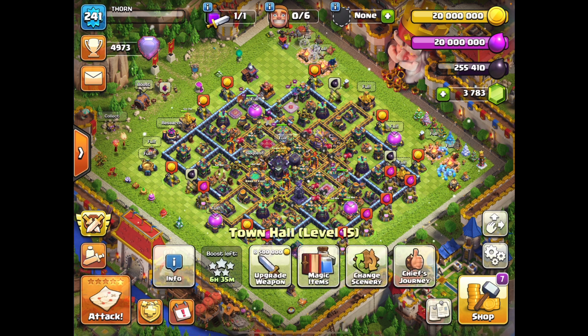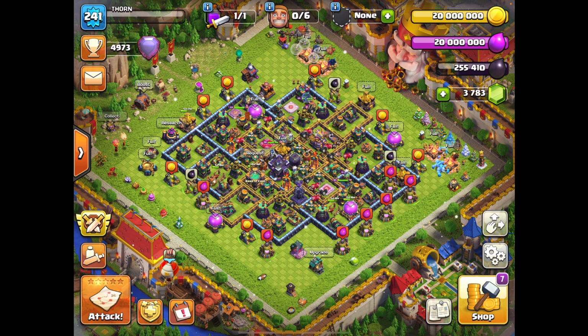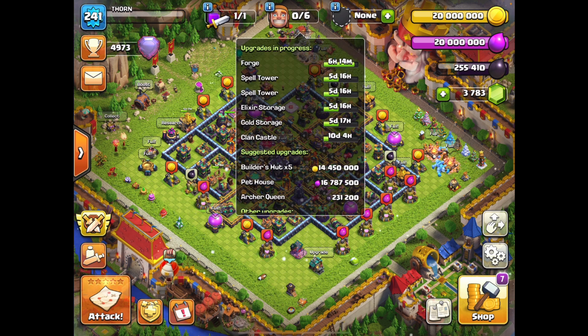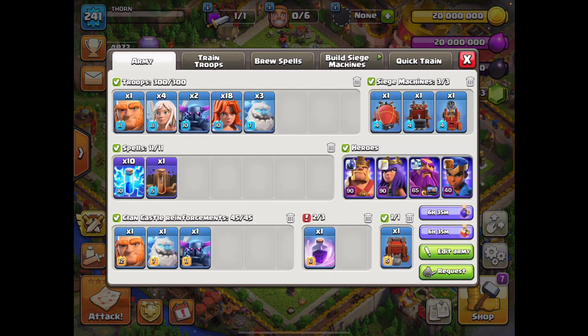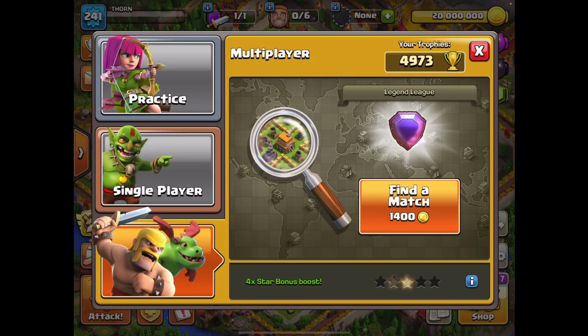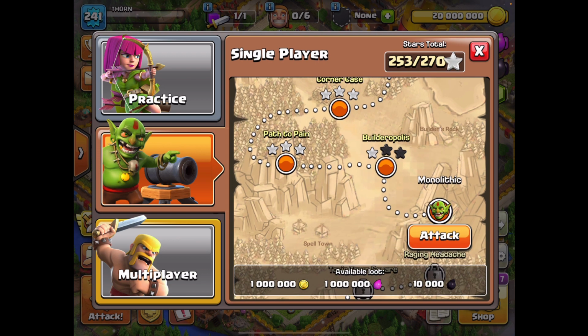I am Town Hall 15. A new Town Hall 15 right here. My resources are maxed out. I don't have a builder for another 6 hours. That's a little frustrating. Let's see. What do I have built up here? Here's my army that I built up a while ago. Let's see, I'm going to attack something. Wouldn't do me any good really to attack anything since my resources are full, but let's see here. So look here, we're going to Builderopolis. We're going to attack that again because you can see the first time I attacked it, I only got 1 star. Let's see if I can fix that.